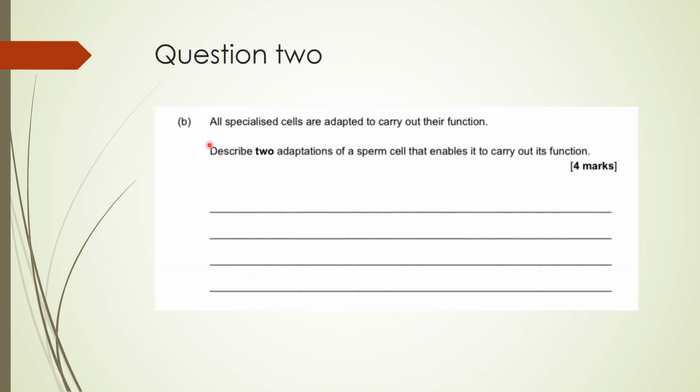Okay, question 2. All specialised cells are adapted to carry out their function. Describe 2 adaptations of a sperm cell that enable it to carry out its function. Okay, pause the video.